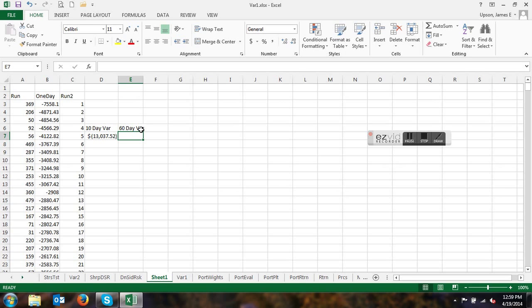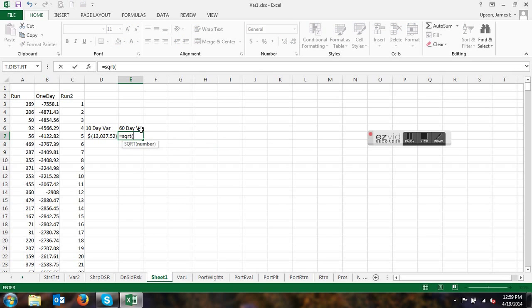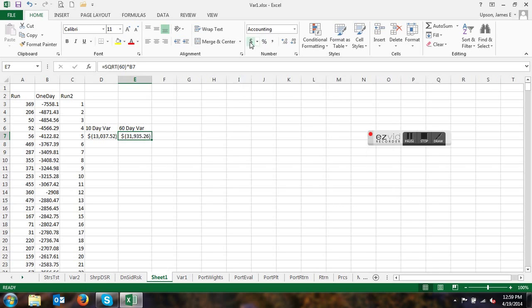So their value at risk is a longer term because it takes more time to raise capital to cover your losses. And here we're just going to say it is equal to SQRT. Instead of 10 days, it's now 60 days. And we're going to multiply that by, again, our 1% loss. So the 60-day VaR for the Sharp Optimal portfolio is $31,935.